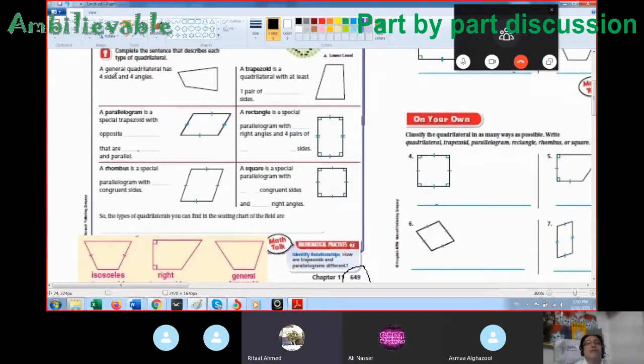Yes. Okay. So when we talk about a parallelogram, opposite sides that are parallel, what have you noticed from the parallelogram? Are they equal or not equal?